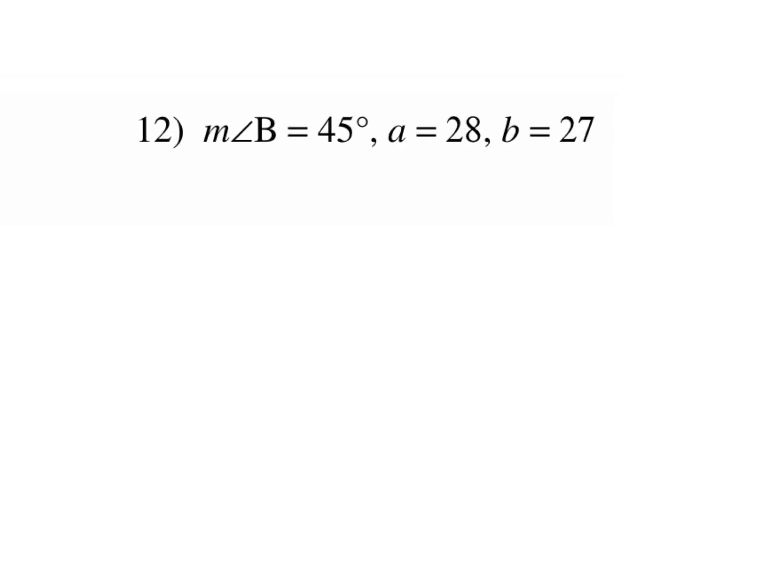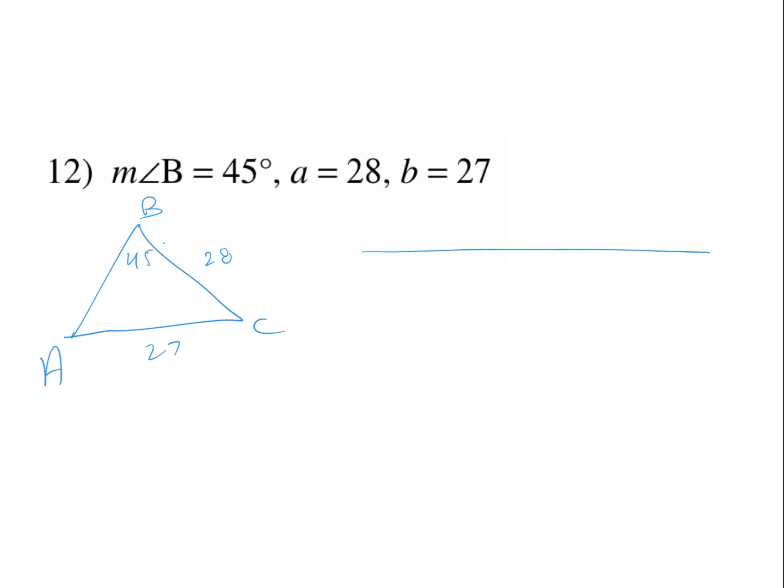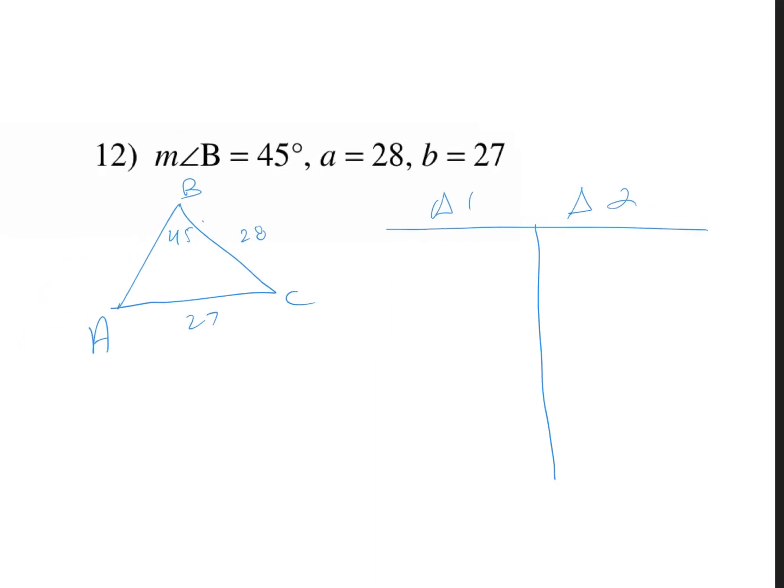All right, again, draw your picture. A, B, and C. All right, they told me angle B was 45. Side A is 28, and side B is 27. So do I have two angles and one side, or two sides and one angle? Two sides and one angle. That means I could have two triangles.